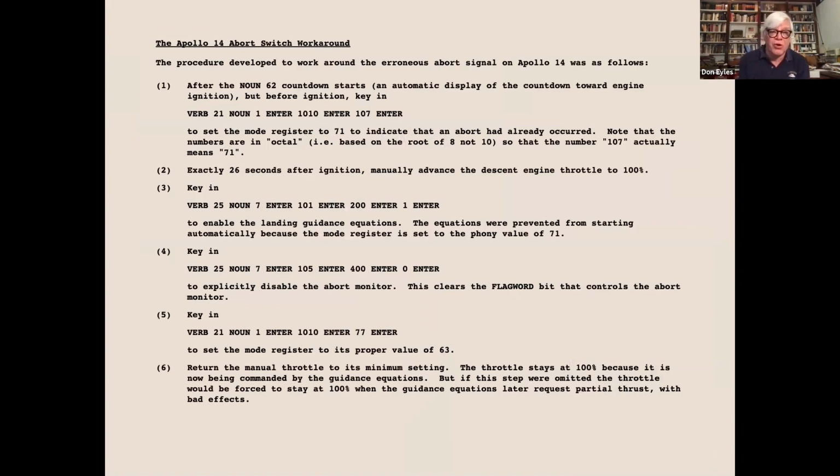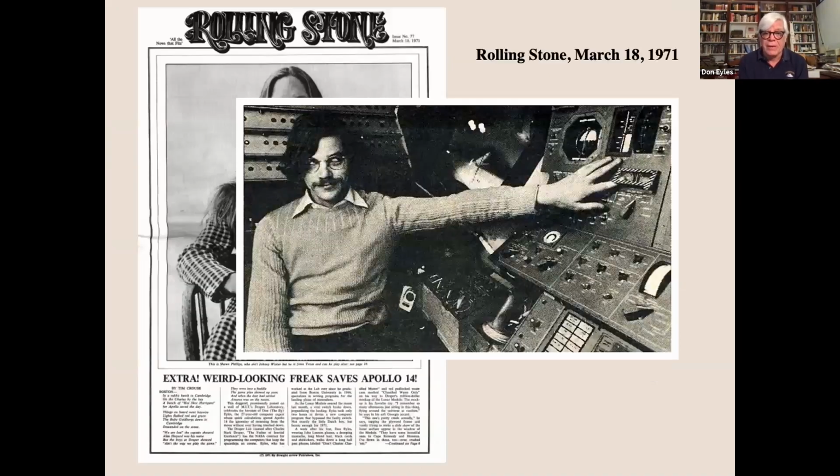Obviously, I'm not going to try to go through it all now. It was not rewriting the code. It was basically using the DSKY to poke the code and to poke the erasable memory. We did have the ability to reach in and change any register or any bit in any register. So that's what we were doing mostly with this procedure. Next. It was also the first and maybe only time that a software guy has been written up in Rolling Stone magazine. Next.